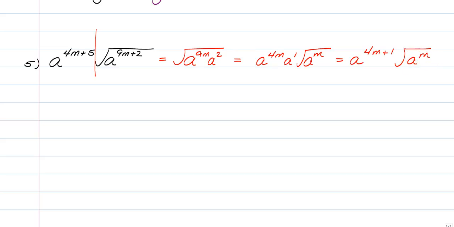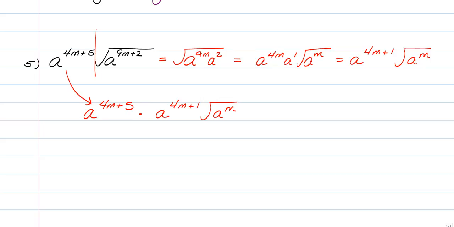But that was just simplifying the radical. So what we need to do is take that guy and don't forget about the first guy. Okay? See what we did there? This is the exact same thing. But we have to remember to put him back out there. So that's a to the 4m plus 5 times a to the 4m plus 1 root a to the m.